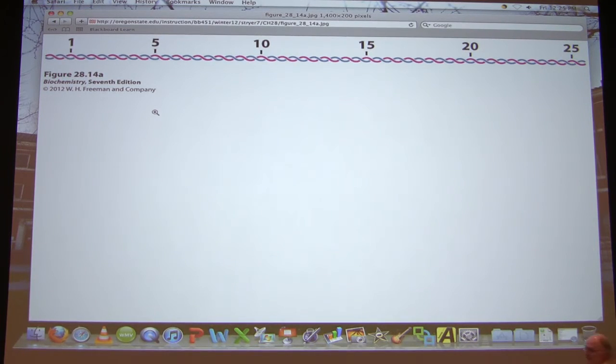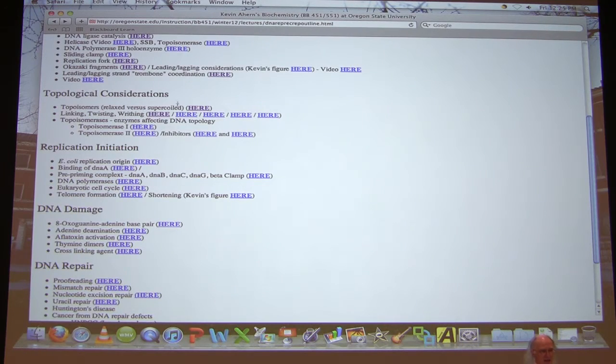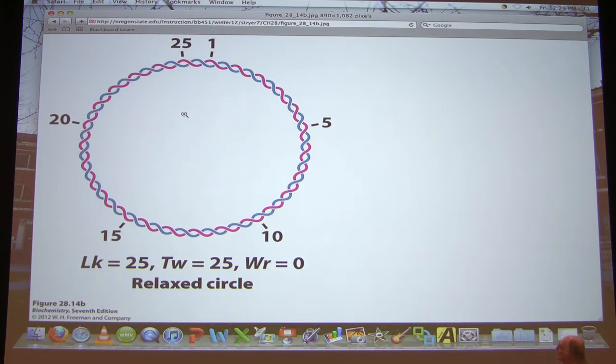If I take that DNA and lay it out on the table, it's just going to relax, and it's going to be at 10 base pairs per turn. If I take that DNA and I join the ends, I join this end to this end, I'm not going to change anything. It's going to remain relaxed, and it's going to look like this. It's still got 25 turns, twists, same thing. It has 0 writhes, and it has 25 linking number. Now, what does that mean?